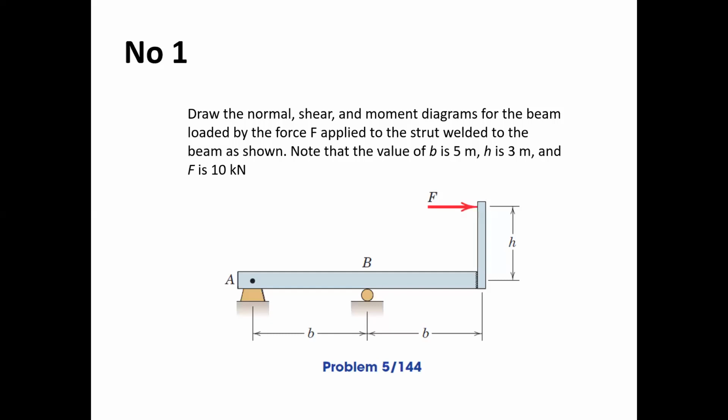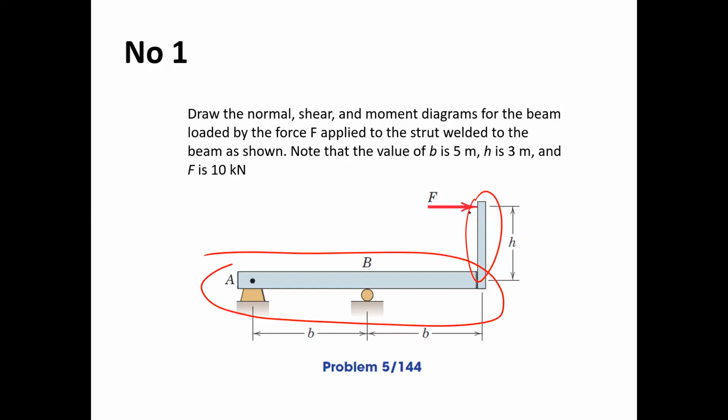It was a welded bar. No, I mean, okay, it's quite close, but it's slightly different, because at this particular one, you mean this one, right? Yes, sir. But for this one, the one in question is the normal, shear and moment diagrams only for this part, the horizontal one only. The vertical is not in question. You understand what I mean?